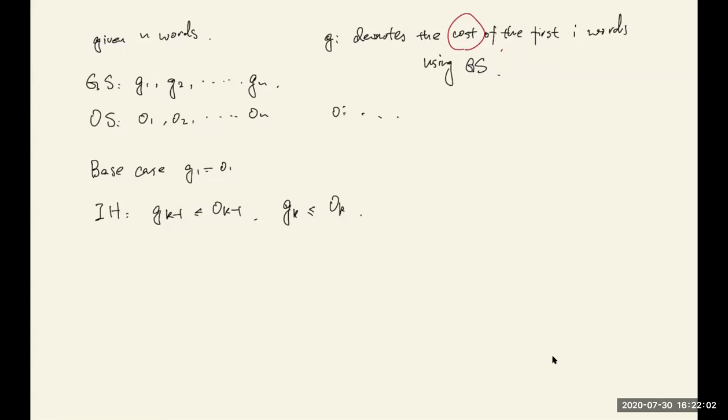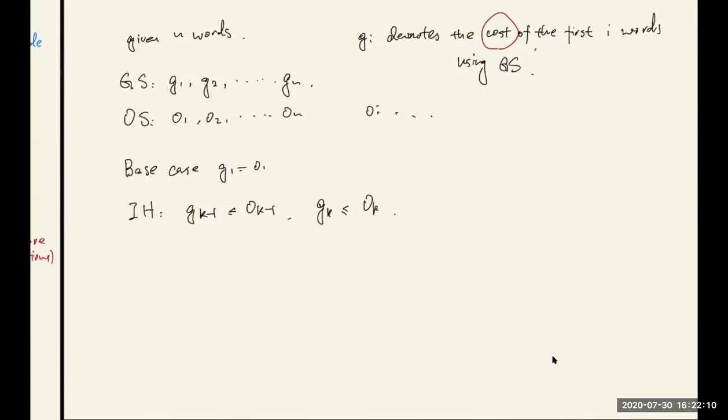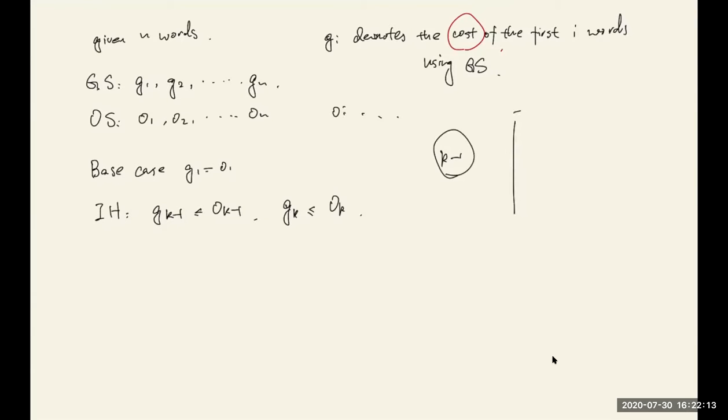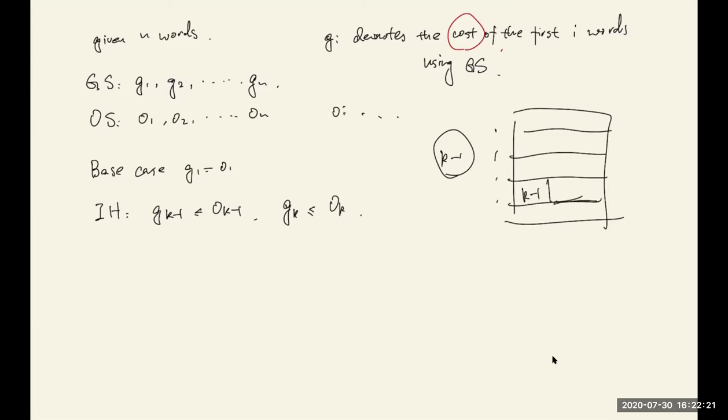Let's analyze the situation case by case. Given the first K minus 1 words, if using the greedy strategy the K-th word can be fitted into the same line where the K-1 word is located, then G of K is definitely less than O of K. Since GK-1 was originally less than OK-1, and now GK actually decreases by a certain amount, right?